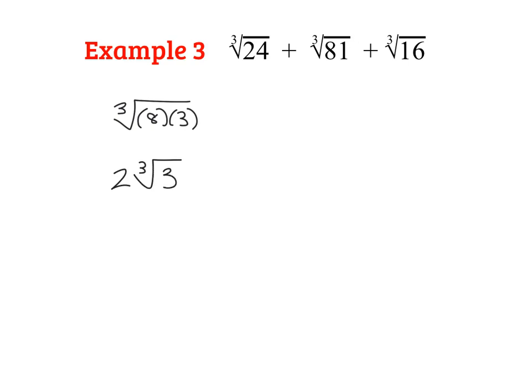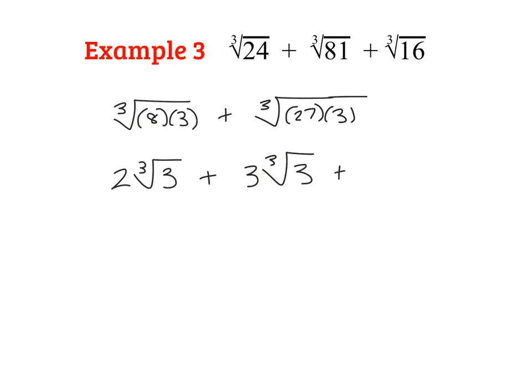That's the simplified form. Let's do 81. So we can rewrite this as the cube root of 27 times 3. If you know your perfect cubes, it makes your life a lot easier. Cube root of 27 is 3, so this becomes 3 times the cube root of 3. And we can rewrite this guy as the cube root of 8 times 2. Cube root of 8 again is 2. So here we have 2 times the cube root of 2.